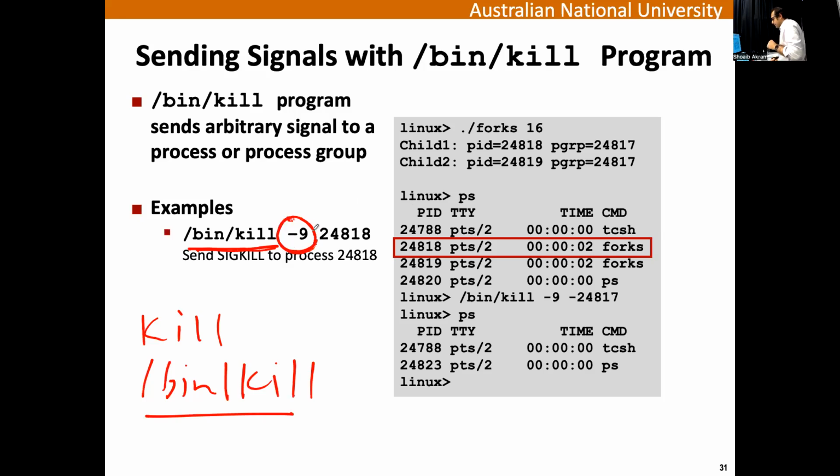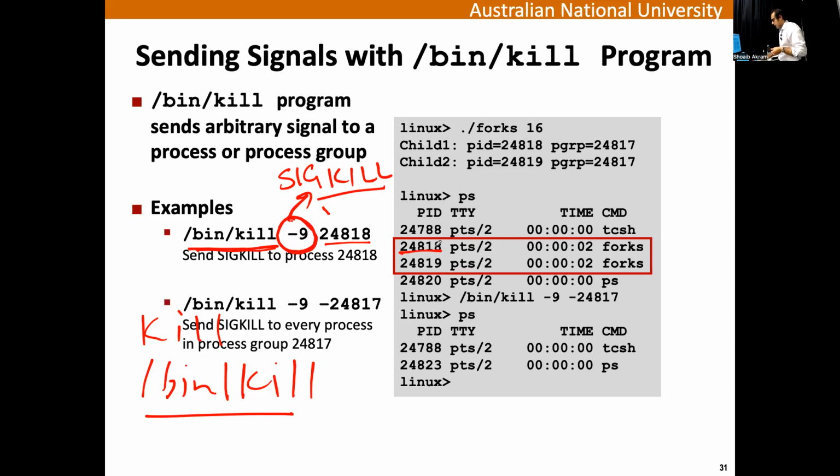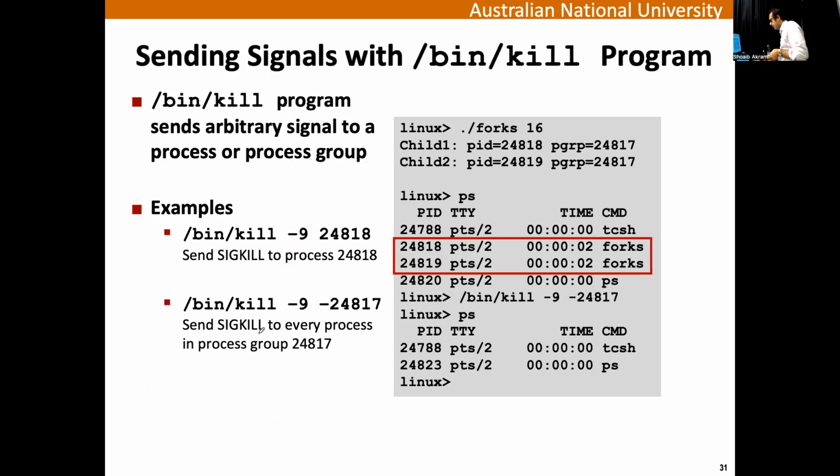I'm sending the signal -9, which the English name for this signal is SIGKILL, and it kills the process 24818. If I say negative -24817, it will kill every process in the process group 24817. So there are process groups. You can send a signal to a process group, or you can send a signal to a process.